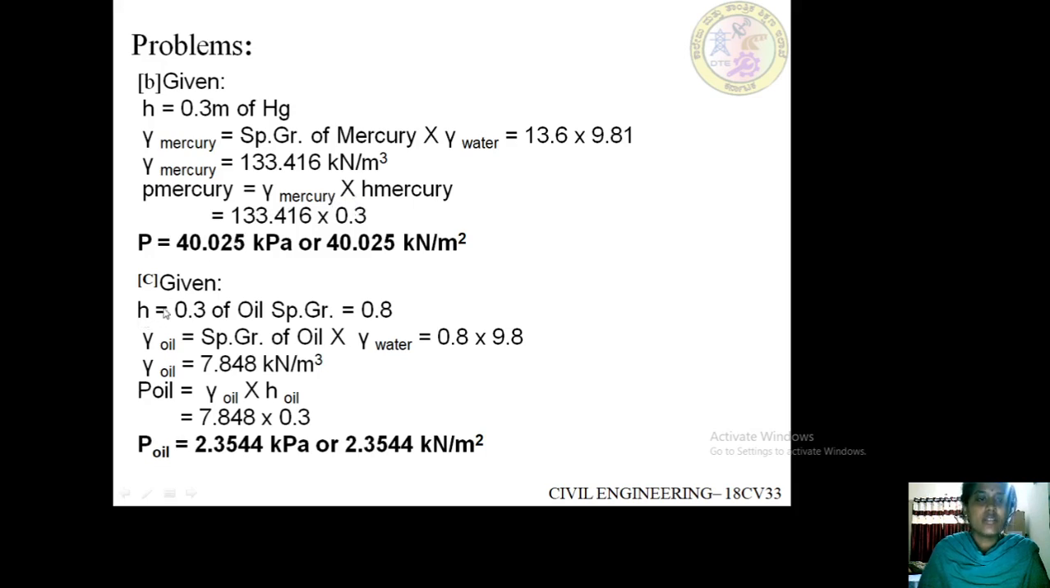Then similarly for the oil, you need to first calculate the unit weight of oil, which is nothing but the specific gravity into unit weight of water. Okay, so then calculate the pressure of the oil. This is how we have to calculate the pressure if the height of the column is given. When there are different types of liquid, we only have to vary the density, that is, the unit weight of the liquid.